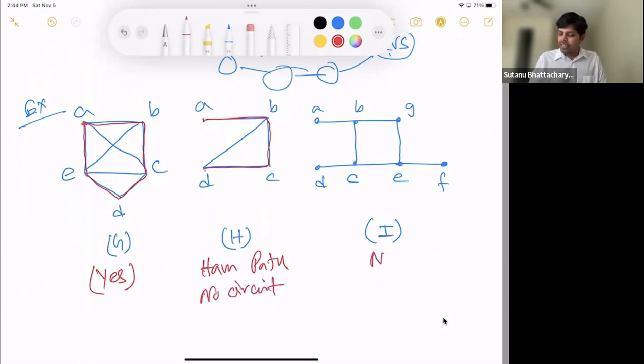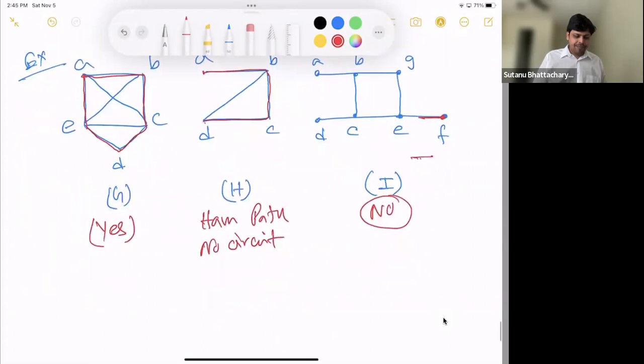And here, if you check, neither a Hamiltonian path nor a Hamiltonian circuit exists which covers all vertices exactly once. Because if you see this one, the path which leads to this vertex, there is no path outside this vertex. So you have to use this edge again. So there will be no Hamiltonian circuit or Hamiltonian path for this graph. No circuit, no path.